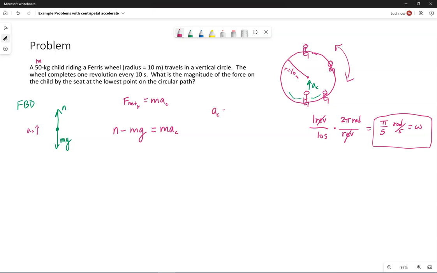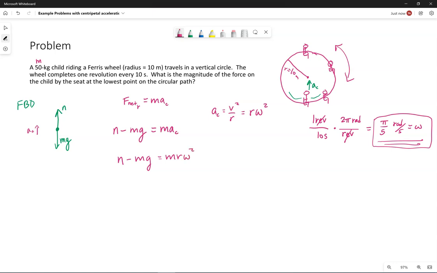Now we have 2 ways of writing centripetal acceleration. V squared over r, where v is the speed in meters per second, and r is the radius of the circle. The other way is r times omega squared, where omega is the angular speed. In this particular case, the information they gave us allowed us to quickly find omega. So that's what I'm going to plug in for a is r omega squared.